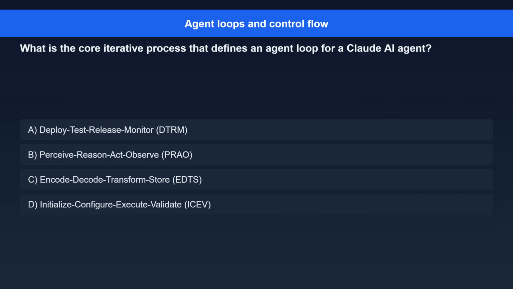Question 4. What is the core iterative process that defines an agent loop for a Claude AI agent? Option A. Deploy, test, release, monitor, DTRM. Option B. Perceive, reason, act, observe, PREO. Option C. Encode, decode, transform, store, EDTS. Option D. Initialize, configure, execute, validate, ICEV.